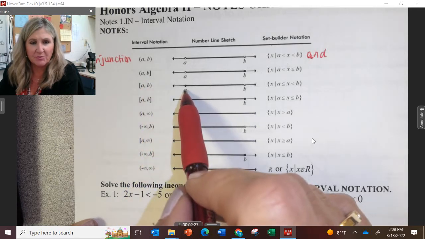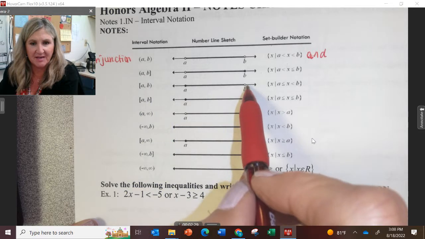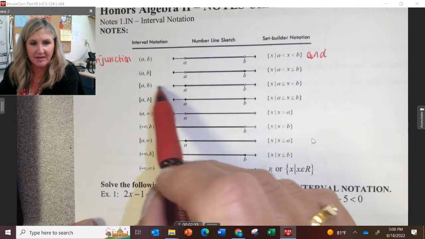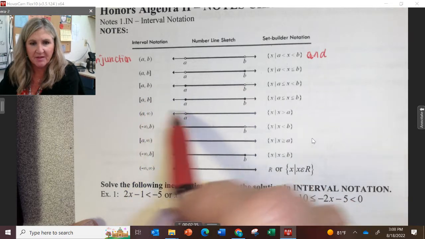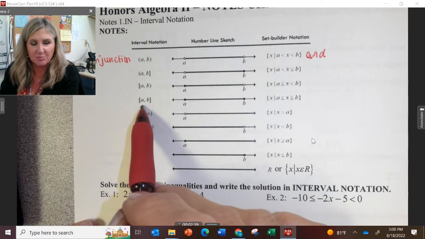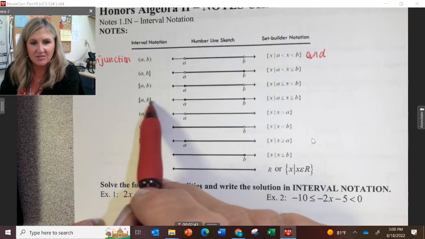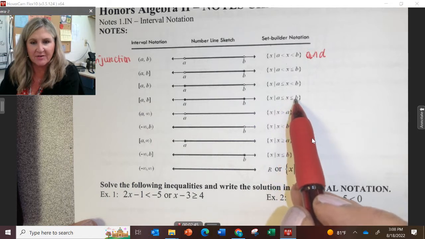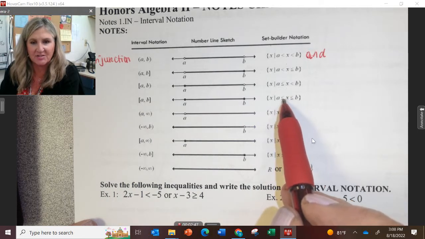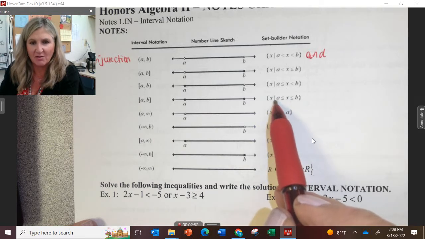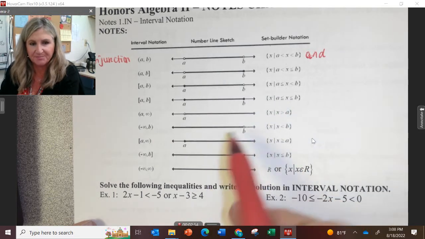Here's another example where A is included and B is not included. See how x is allowed to be equal to A but not B. That's the way that would be written. Okay, so what about if A and B are both included? Well, then we use these brackets. These brackets are saying that the A and B values are included. So x is less than or equal to B and x is greater than or equal to A. And that just means all x's such that this happens.